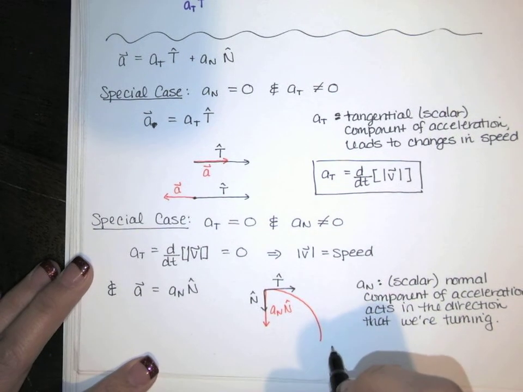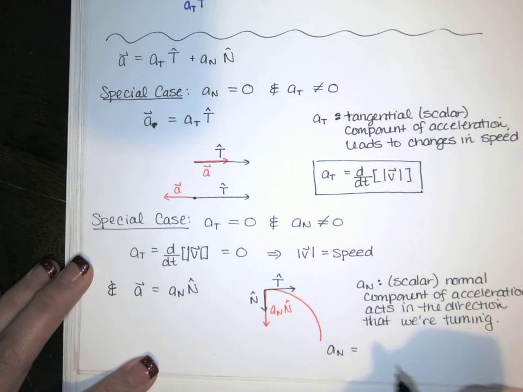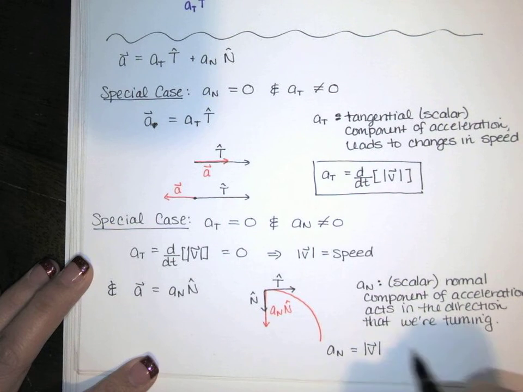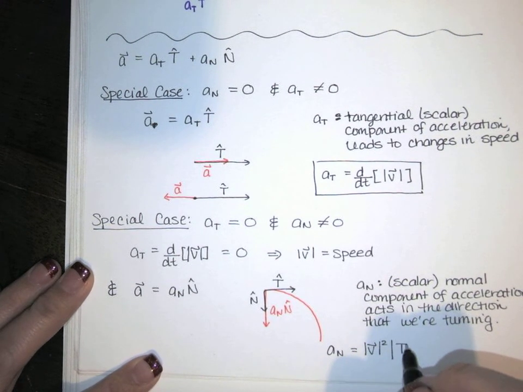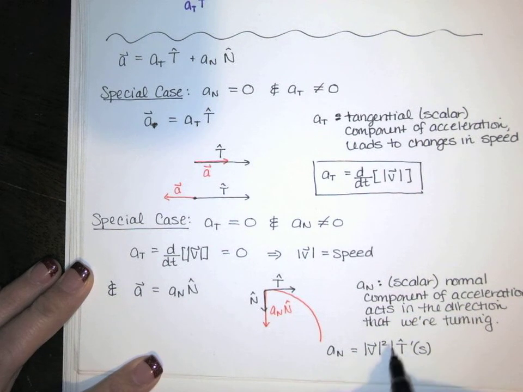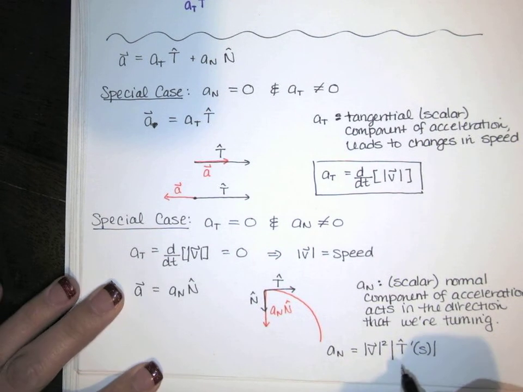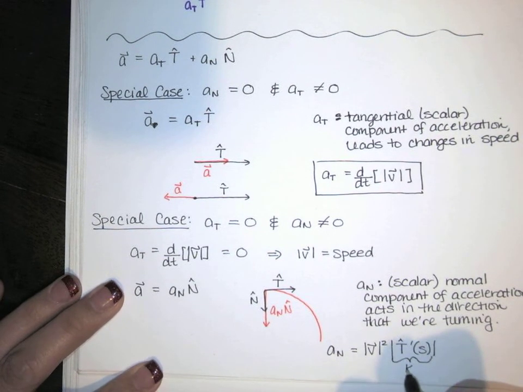Now let's look at that formula. A sub n was the magnitude of speed squared times this other magnitude. And we haven't talked about this yet, but this is the magnitude of the derivative of the unit tangent with respect to arc length. Later we're going to call this curvature.